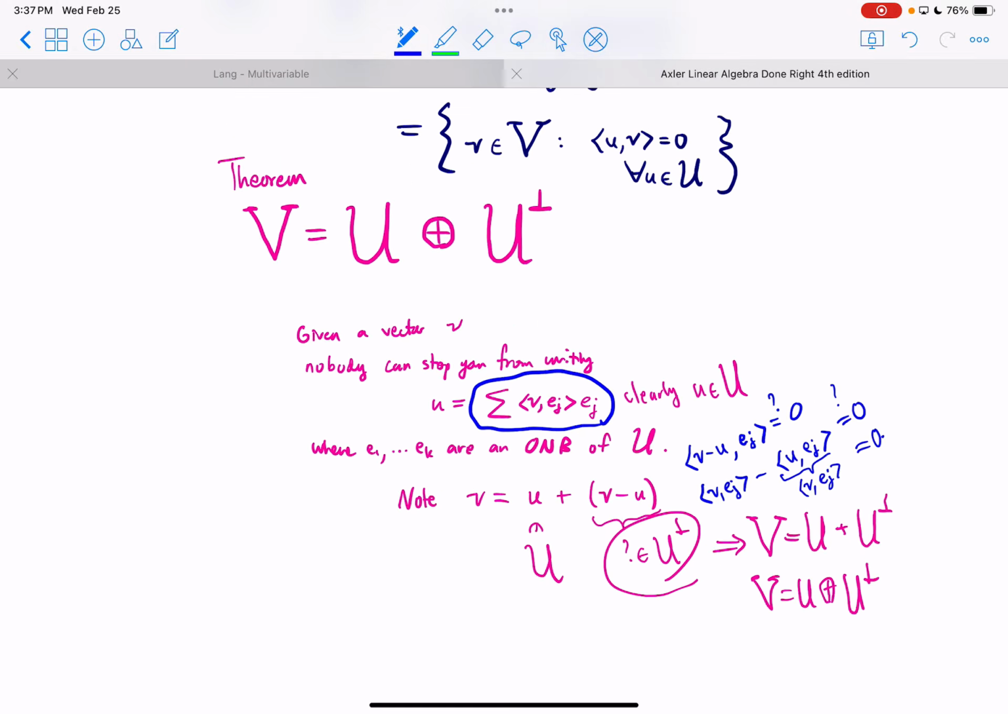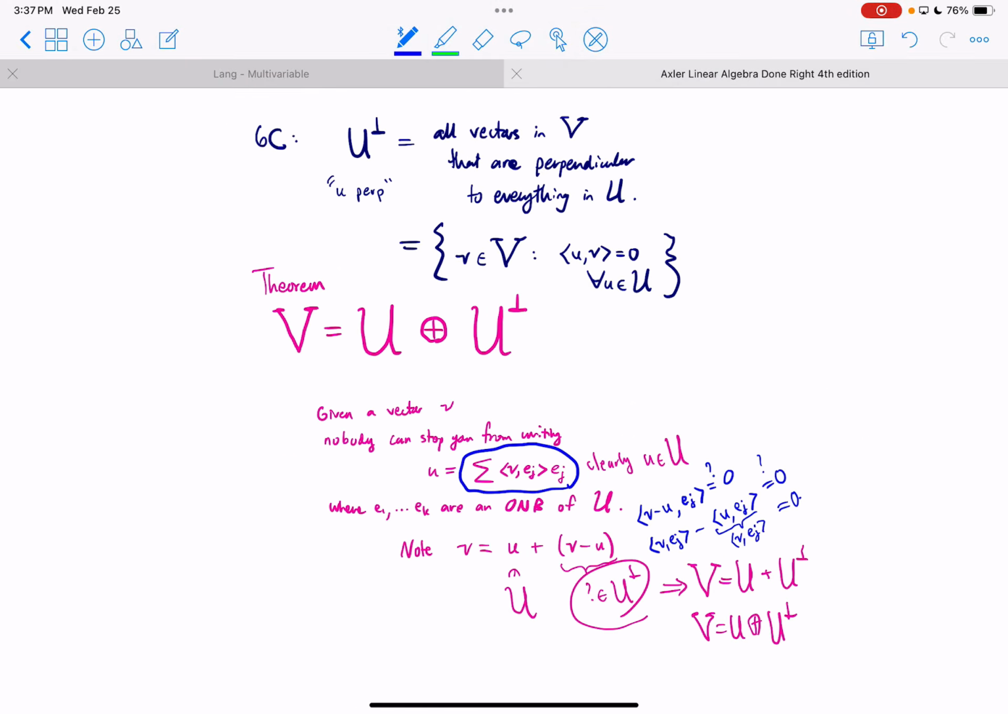Okay. Questions on this? Are we good with U perp and this direct sum? By the way, I'm recording this, so I'll post it on YouTube in a moment. And I'll put it on Canvas.